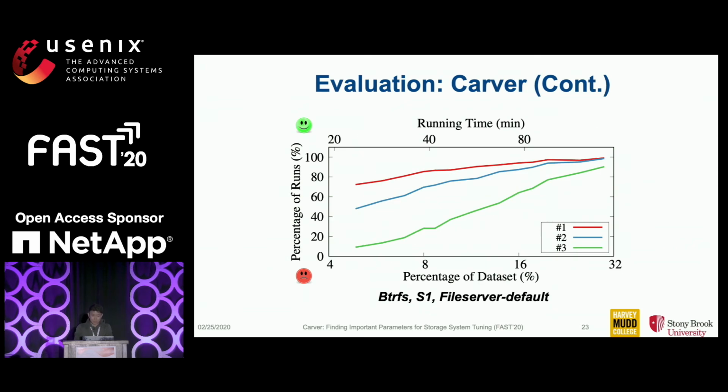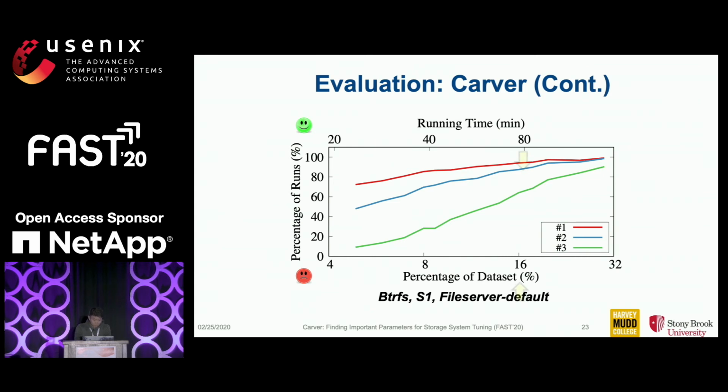Here we present another evaluation of Carver on BTRFS under the default file server workload. The x and y-axes have the same meanings as in the previous figure. The ranges of values are different. Under BTRFS, Carver needed a larger fraction of the dataset to make correct selections. This is because in our experiment settings, BTRFS only has 288 configurations, compared with more than 6,000 for ext4.